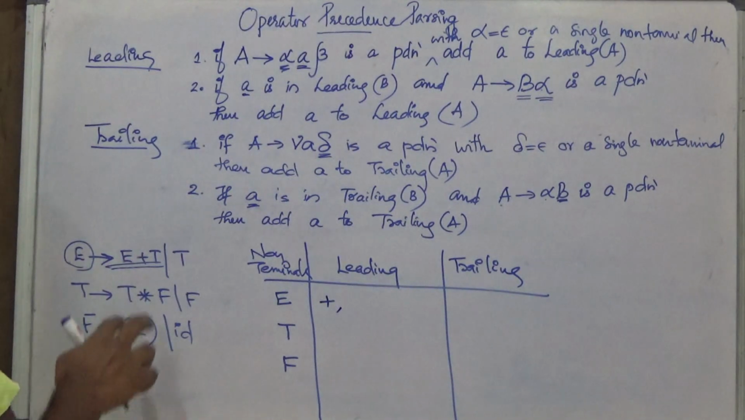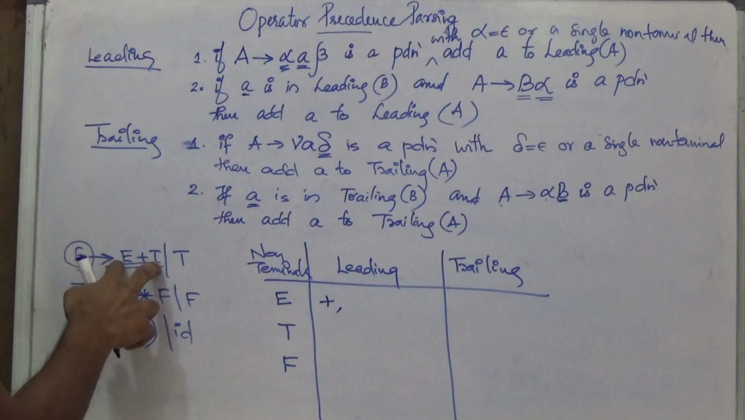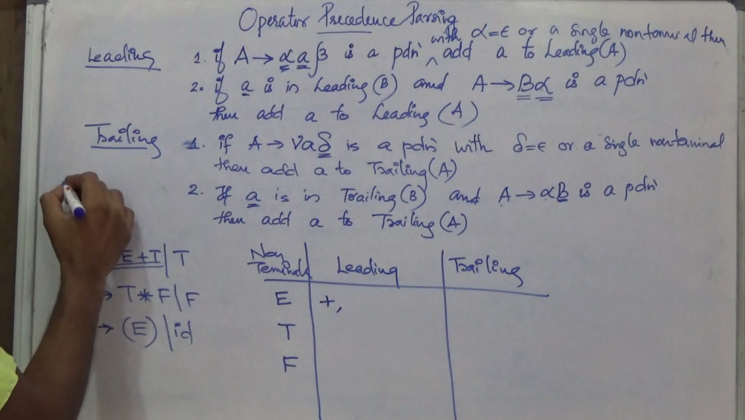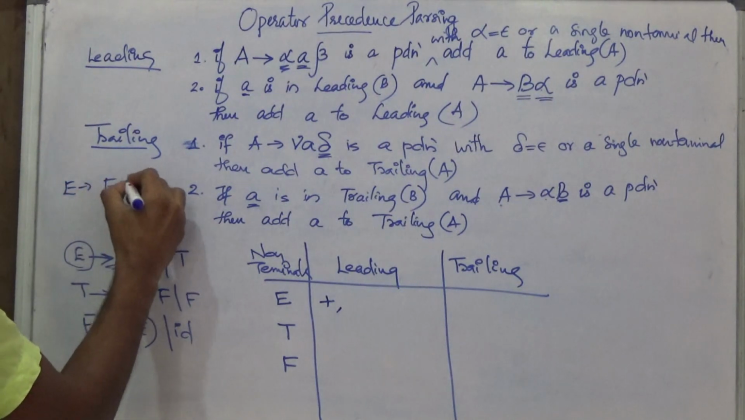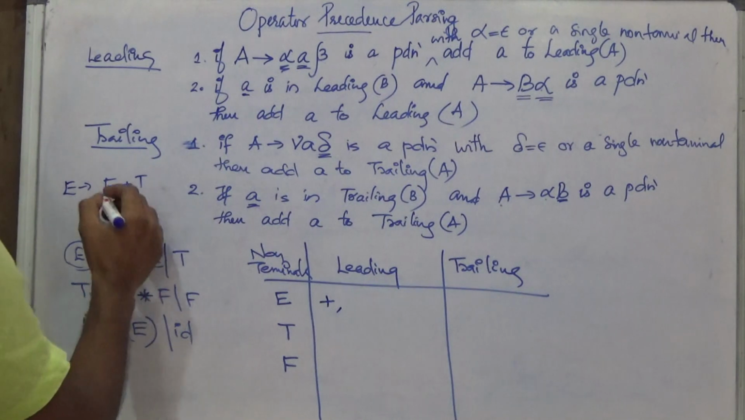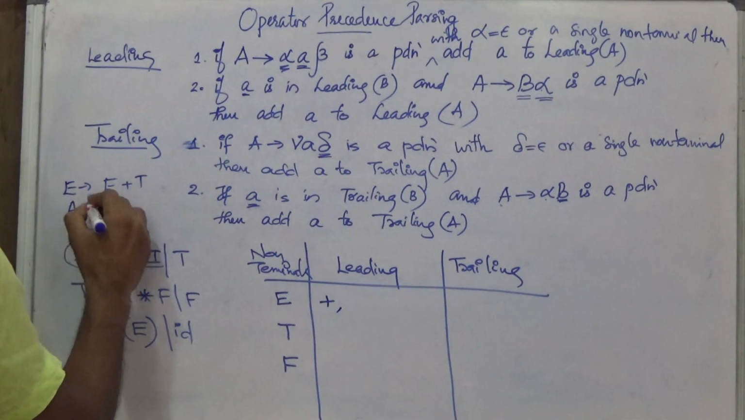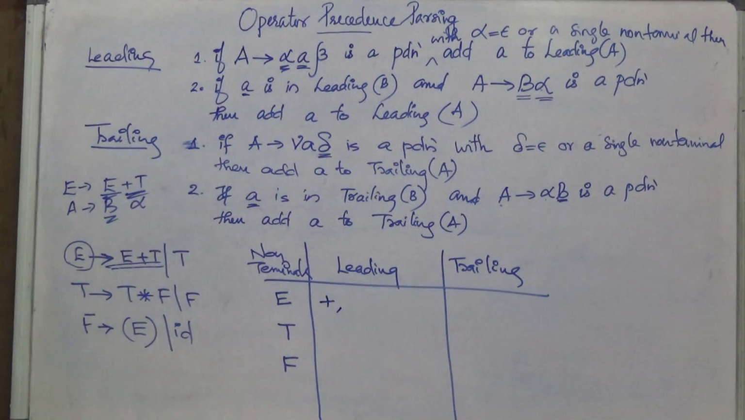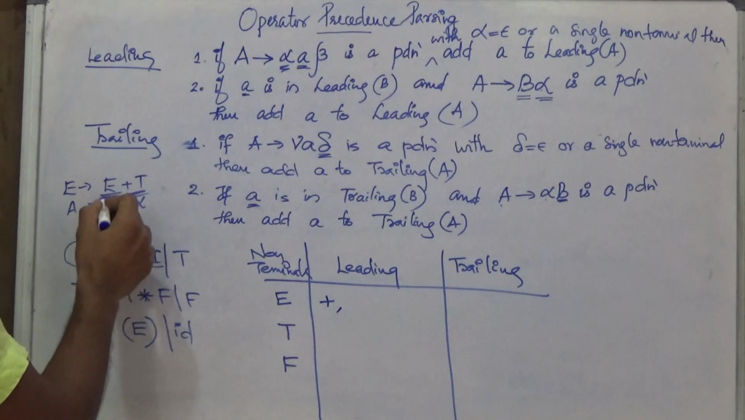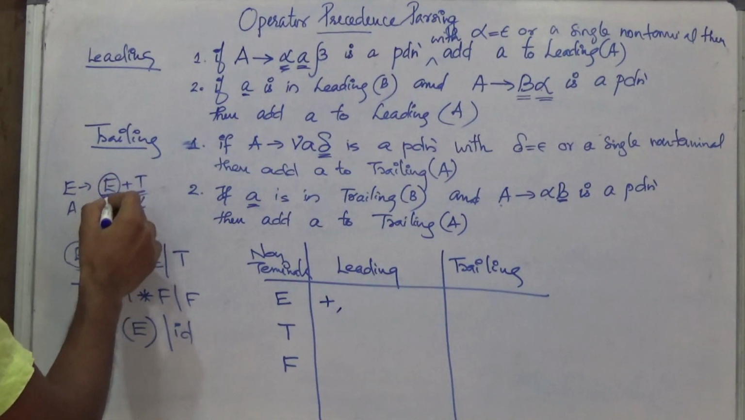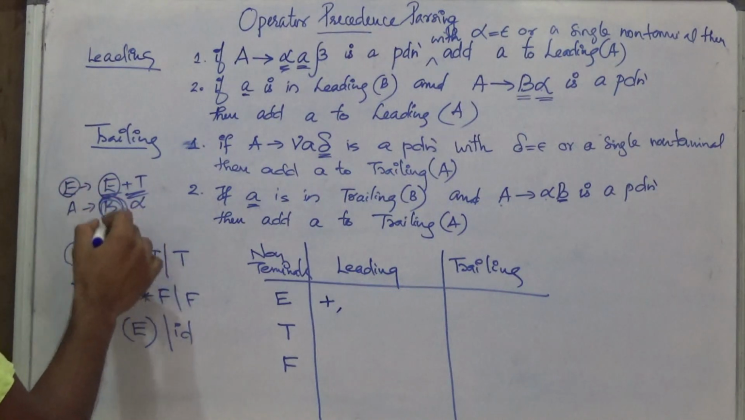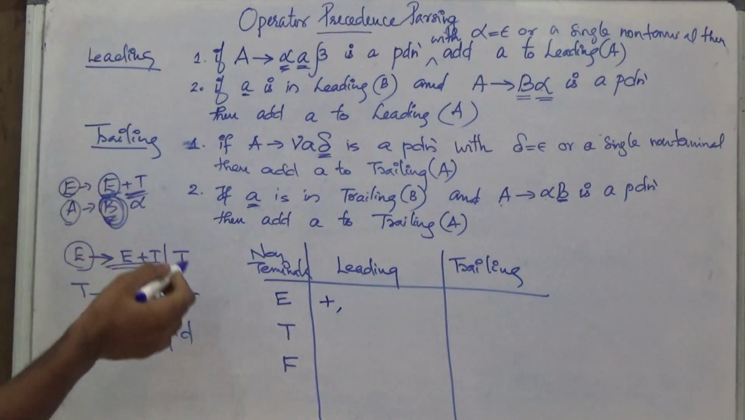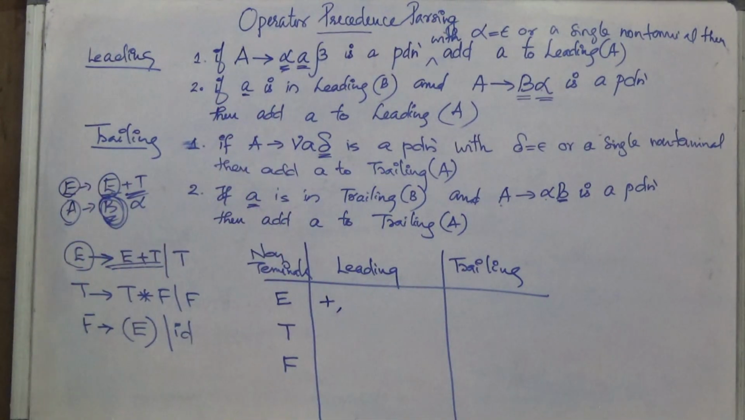Now if I consider this one, this production actually matches with this condition. That is, if I take E giving E plus T, this is of the form A giving B alpha, that is B is E and alpha is plus T. So you can add everything in leading of B, that is leading of E, to leading of A. But here A and B are same, so if you execute that step, still the set will remain same.